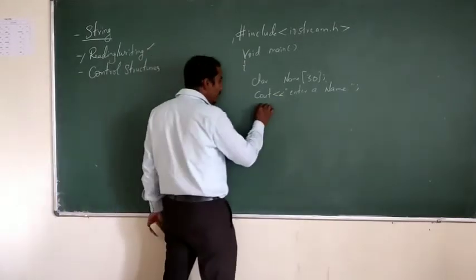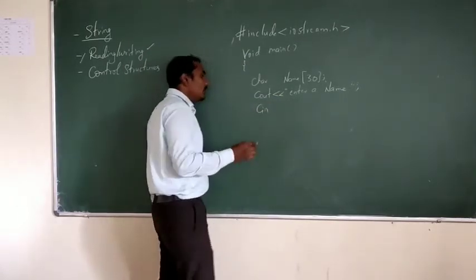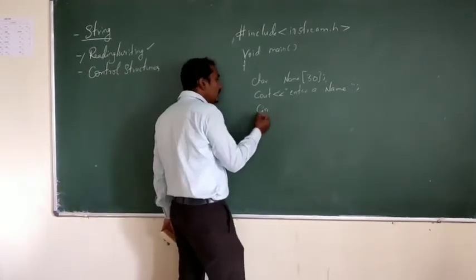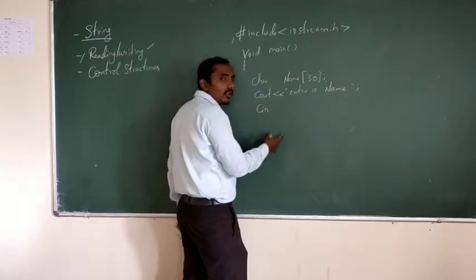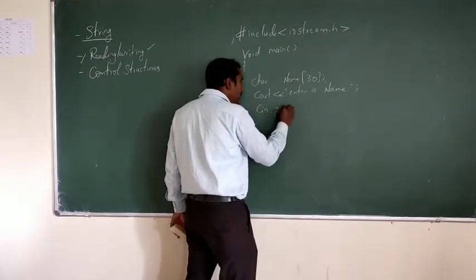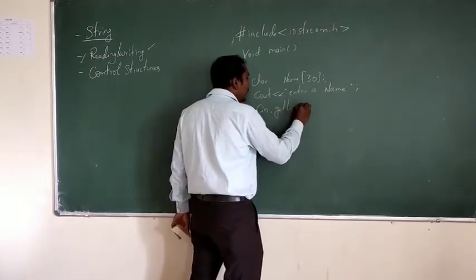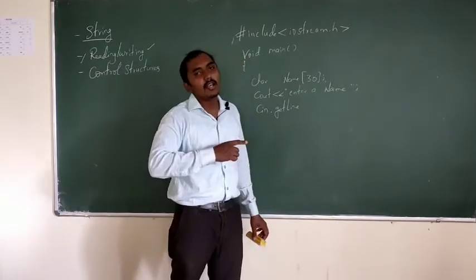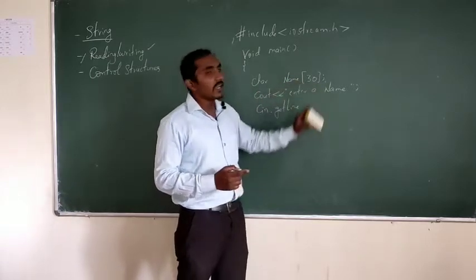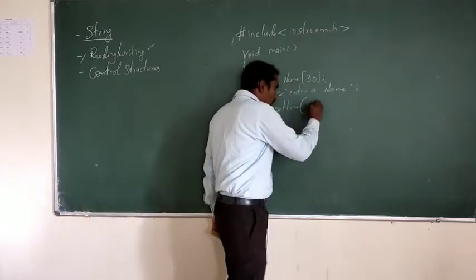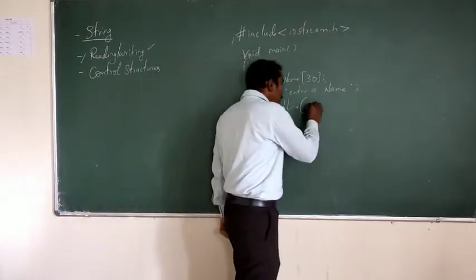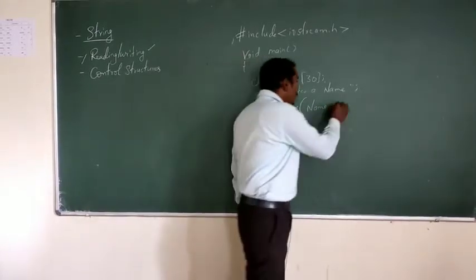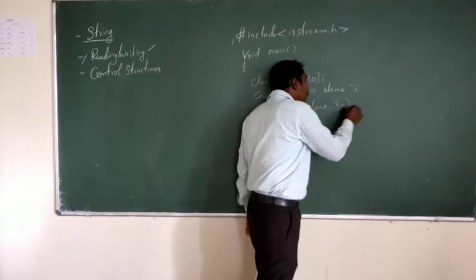After that I need to read a string. Since I need to read a string, I'll be writing cin, that is console input. The function name that we are going to use is getline. getline is the function that is used to read a line of string or some set of characters. This function will take two parameters. One is the name of the variable, followed by how many characters you want to read.